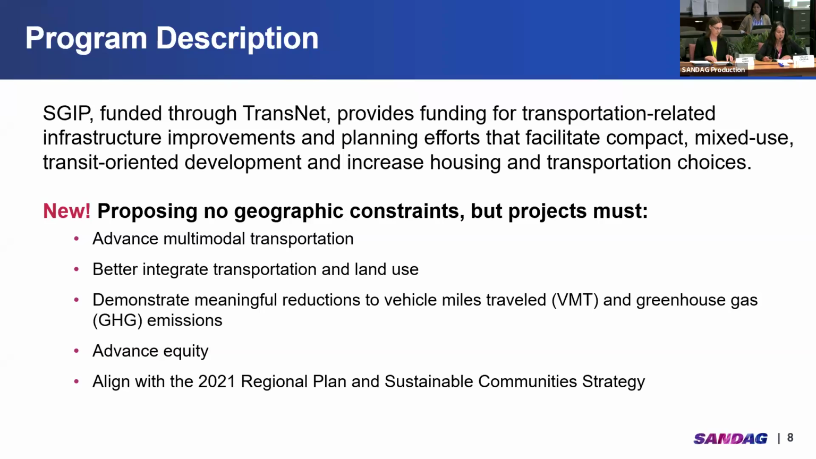So as Jenny mentioned, it's a competitive grant program for local jurisdictions funded through TransNet. In previous cycles, projects had to be in or include a Smart Growth Opportunity Area, or SGOA. With this cycle, we're proposing that we remove that constraint. So instead, projects would need to meet the criteria up on the screen. So advance multimodal transportation, better integrate transportation and land use, demonstrate meaningful reductions to VMT and GHG, advance equity, and align with the 2021 regional plan and SCS.